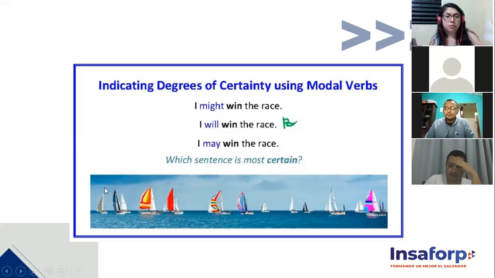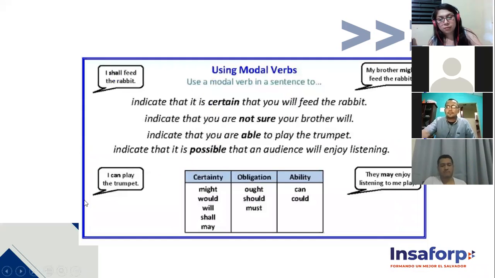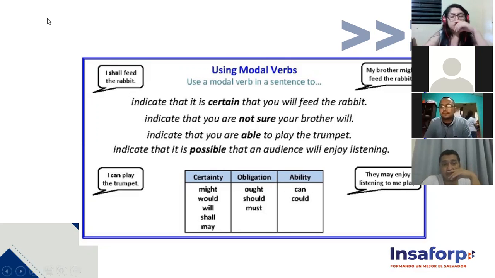Now, give me one example, each one, because this is the final idea I wanted to share. But before we go over this summary, give me some examples with modal verbs, please. We have these categories. This is basically the summary. Modals of certainty: might, would, will, shall, and may. Modals of obligation: ought to, should, and must. Ability: can or could. Okay, now give me some examples, please.